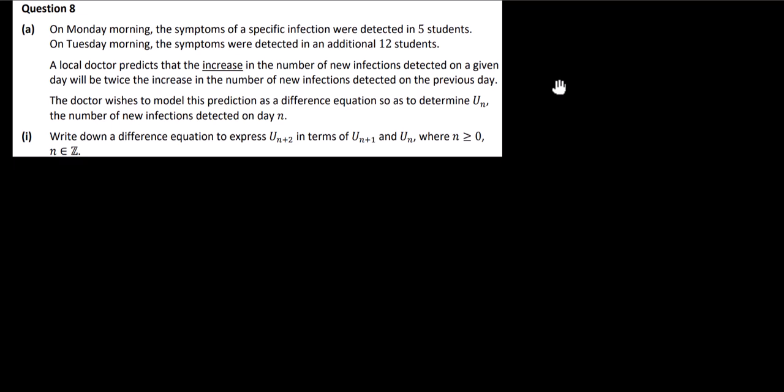A local doctor predicts that the increase in the number of new infections detected on a given day will be twice the increase in the number of new infections detected on the previous day. The doctor wishes to model this prediction as a difference equation so as to determine U_n, the number of new infections detected on day n. So we've got to write down a difference equation to express U_{n+2}, U_{n+1}, and U_n, where n is an integer greater than or equal to 0.